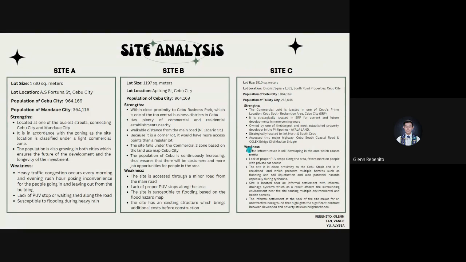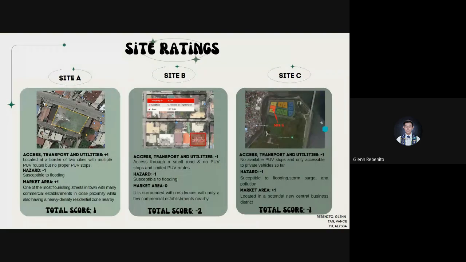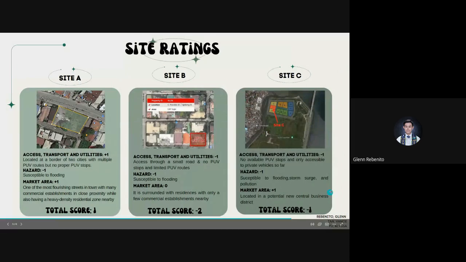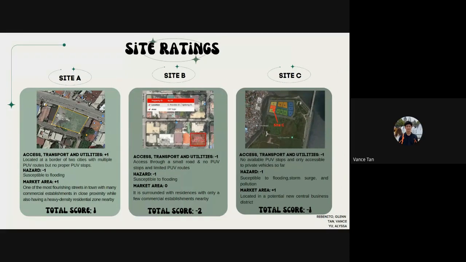Next we have the site ratings, which we base on our criteria. Site A is located on AS Fortuna Street, a very prime location between the border of two cities. It has multiple PUV routes, however, the downside is the PUV stops are not really proper. Nonetheless, we still rate it a plus one.